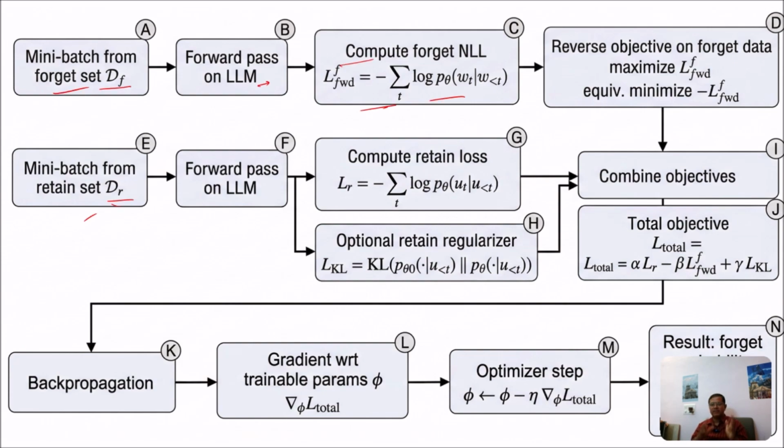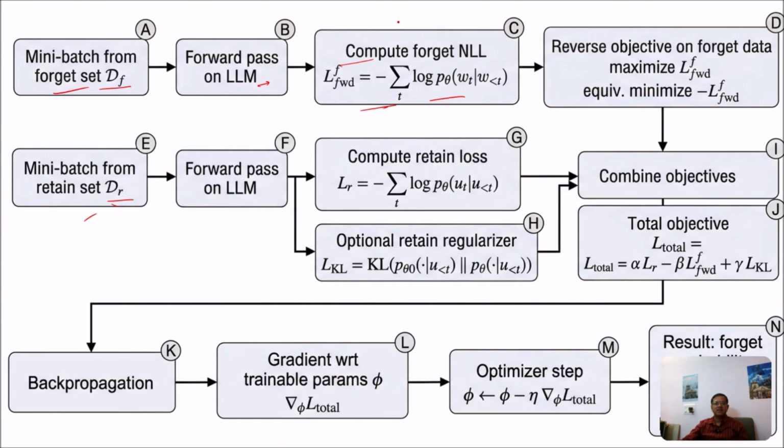So first of all, we will prepare two different data sets. First is the data set related to the tokens we want to forget, and the second is the data set with the token information or other information that we want to maintain.